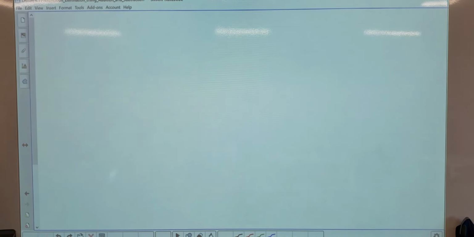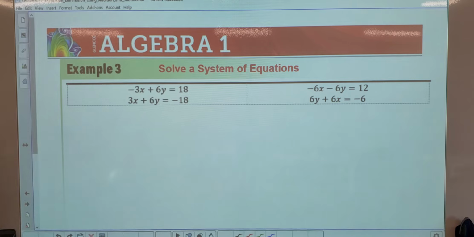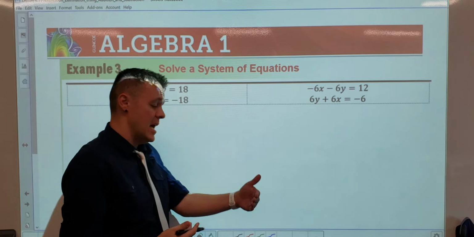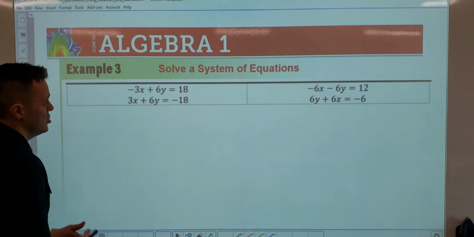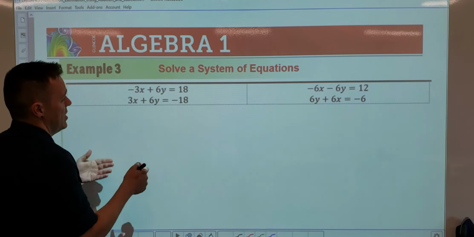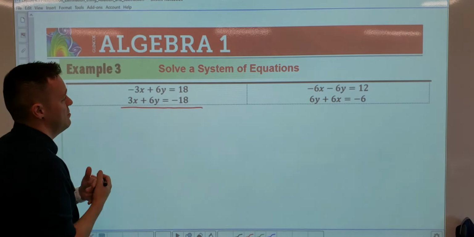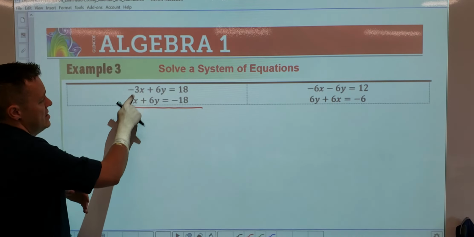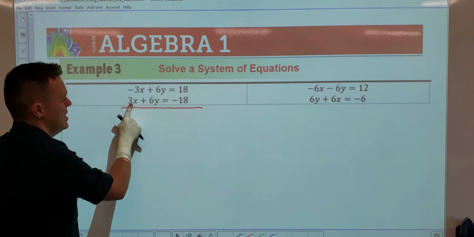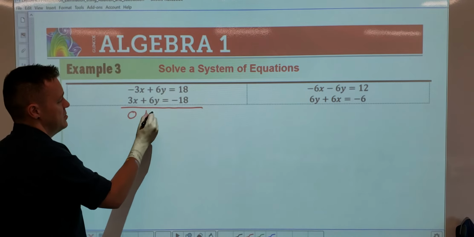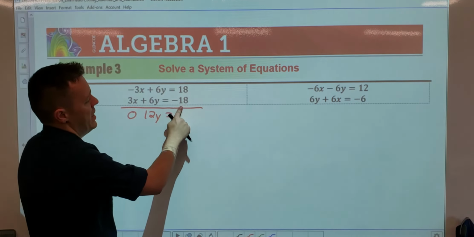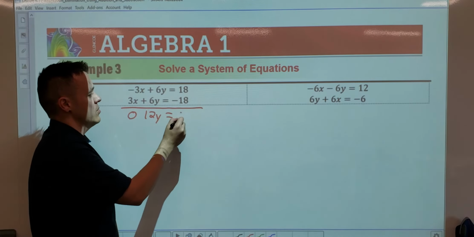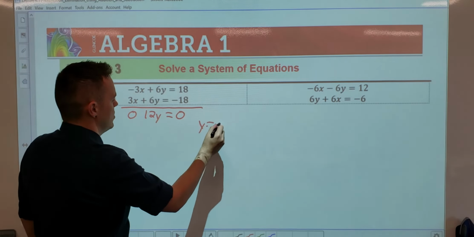Last but certainly not least, and I'm pretty sure that's the last slide, we're talking about whether or not something has an infinite amount of solutions or no solutions at all. Now, we talked a little bit about this before, okay? So on this example here, if I were to do the math, this would be adding these together. This 3 and 3 would be 0. This would be 12y equals what though? This equals 18 minus 18, which is 0. So we know y equals 0.